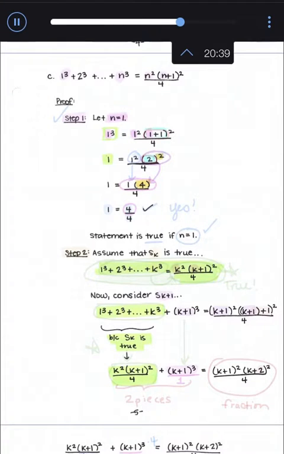Problem C. Let's try this one last time. Again, we've got a huge equation with n's in it. We want to prove it's true using mathematical induction. So step 1, as always, tells us to plug in 1 and make sure it's true for 1. If it's not true for 1, we don't even need to go any further.